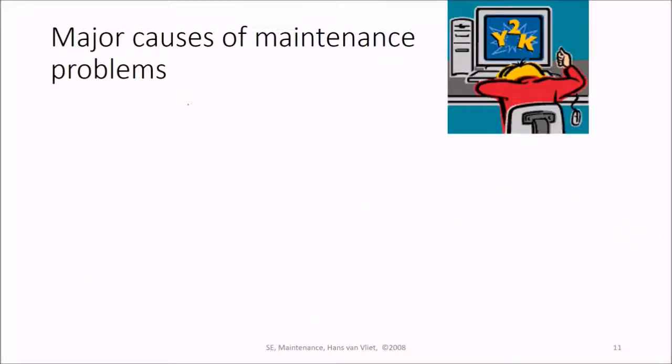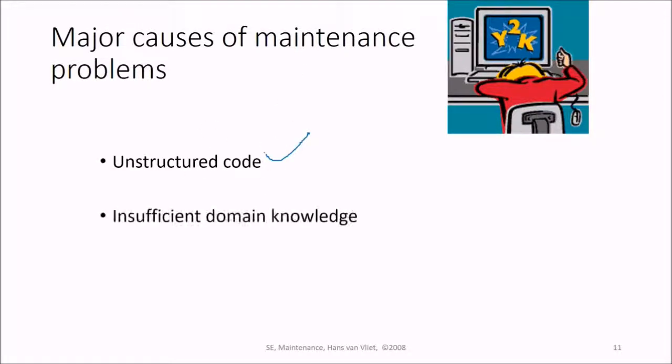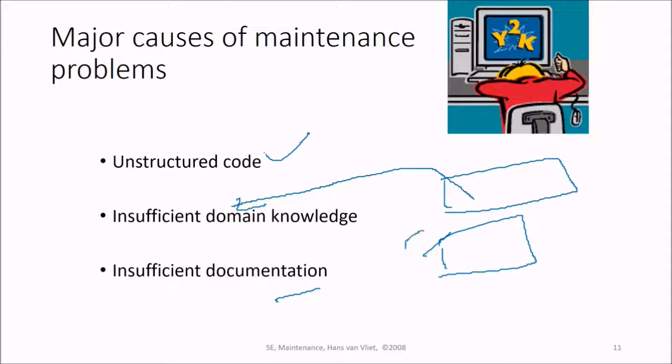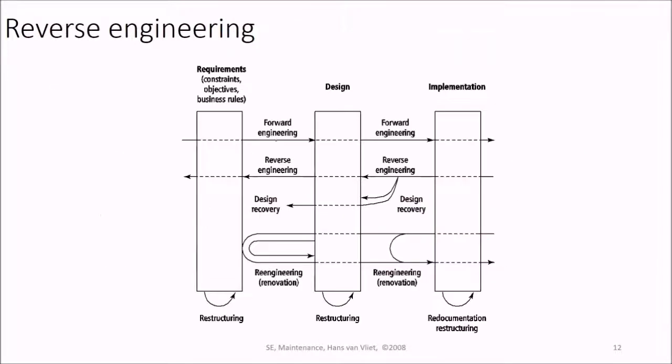So the major causes of maintenance problems: if you have code which is unstructured, if the knowledge of the domain or field for which you are making the software is insufficient, and if the documentation is not much. If you have insufficient documents, people leave, people come, and what you have done, what you have not done is not recorded. So maintenance will be difficult.